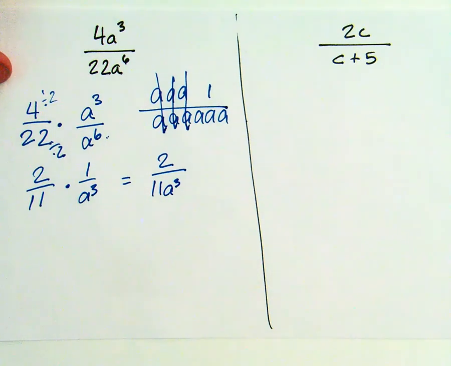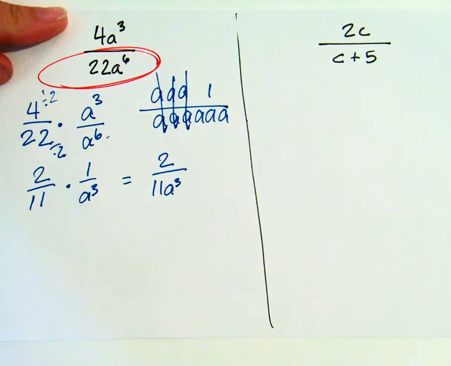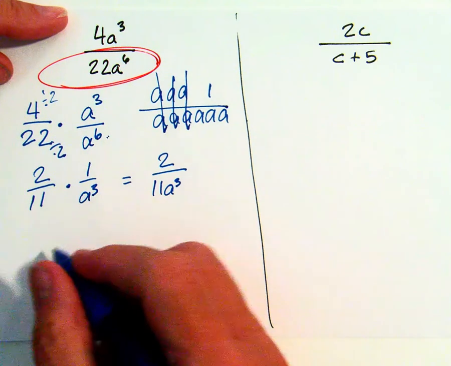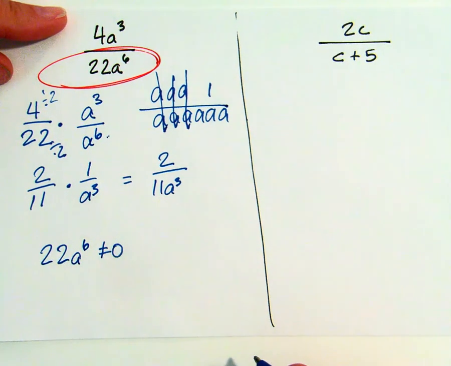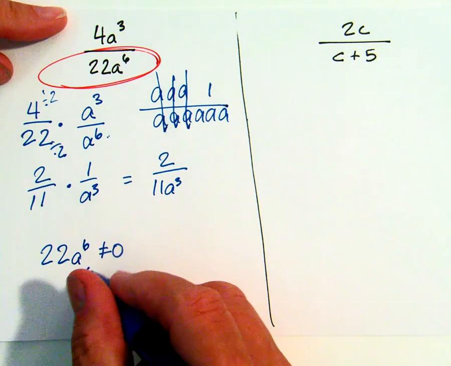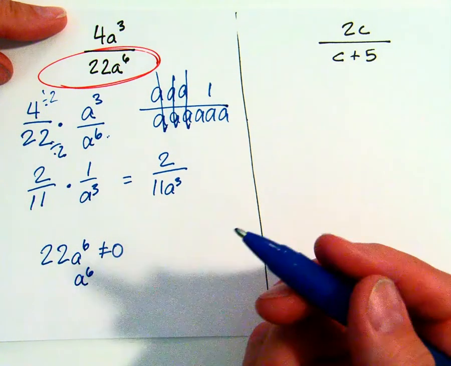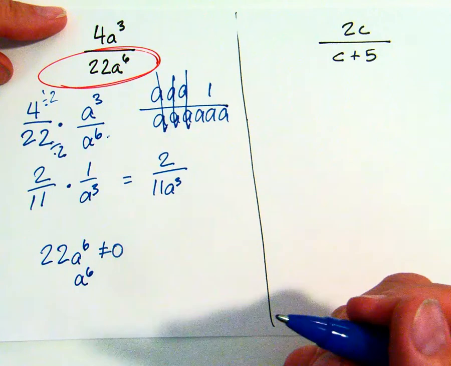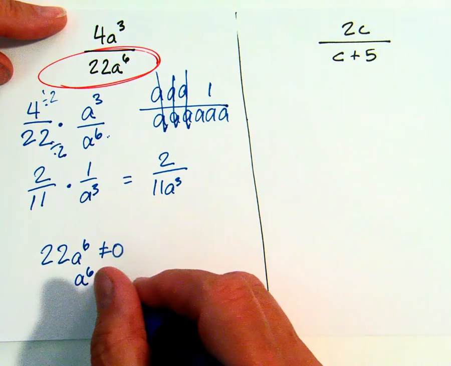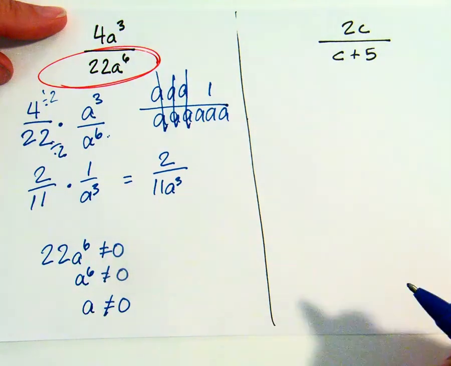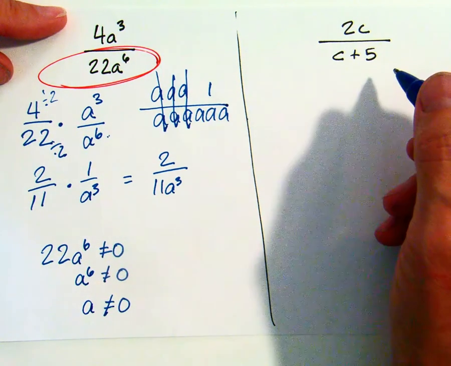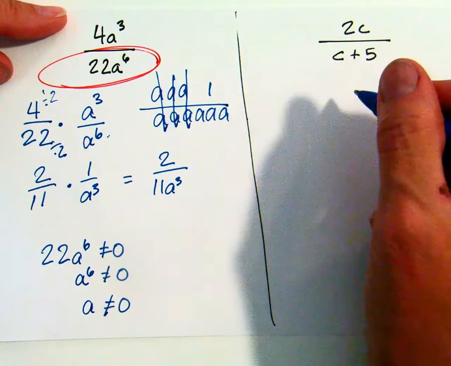So that's the simplified version. Again, we have to check for excluded values. We always use the original denominator, although here it wouldn't make a difference, but get in the habit of using the original one. So 22a to the 6 cannot be equal to 0, which means divide both sides by 22. 0 divided by 22, you can do that. Can't divide by 0, but you can divide 0 into pieces. You don't get much. So a cannot equal 0. Okay, so that's the excluded value. Okay, let's look at this one. Need to simplify this.